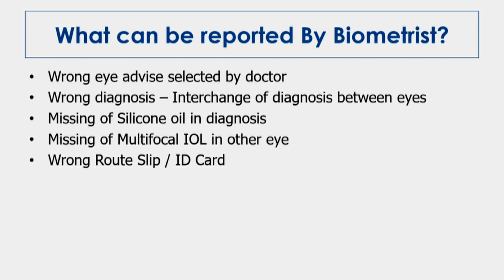And we also define what can be reported by the biometrist. The biometrist should report if a wrong eye has been advised by the doctor. The first question he has to ask is whether you have been advised right eye surgery. If the patient says left eye, then the patient has to go back, because doctors make the mistake of saying something and entering something else. The wrong diagnosis, interchange of diagnosis between the eyes, missing silicone oil in the diagnosis. So this person is reporting what the doctor did wrong. If the doctor has missed a multifocal IOL in the other eye, yes, he'll report it.